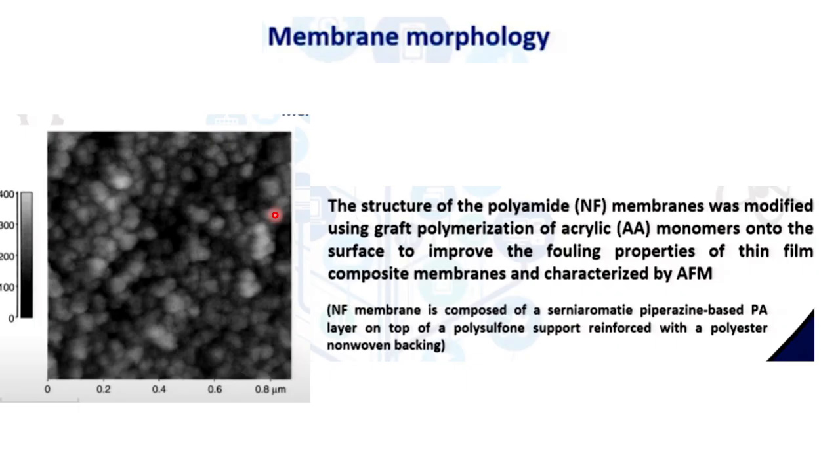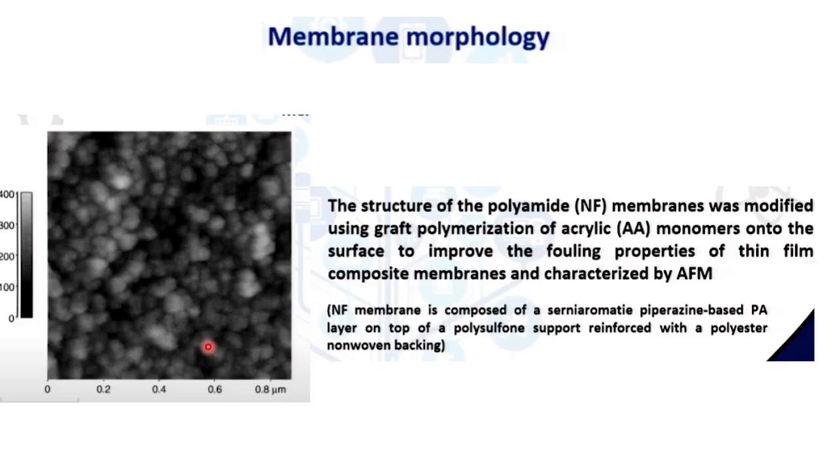Membrane morphology: to investigate the membrane morphology, one can go for AFM. For separation purposes, the membrane is a part of the separation technique, and the morphology of the membrane also very much influences the separation process. The image given here is the structure of a polyamide, basically an effluent membrane, modified with the graft polymerization of acrylic acid onto the surface to improve the fouling properties of the thin film composite membrane, and that is characterized by the AFM.